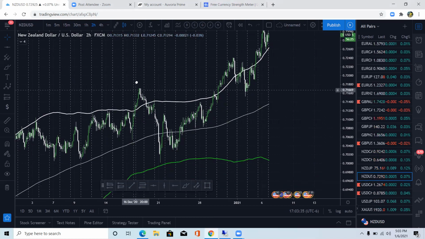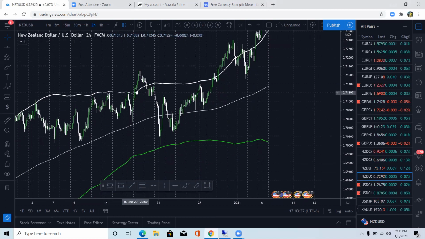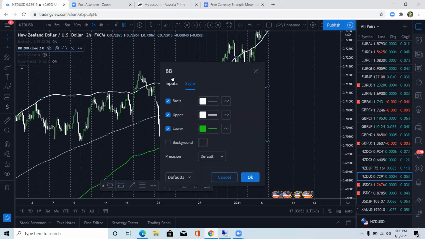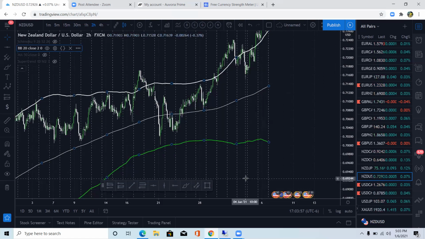And the idea is when the price breaks out of the band, it is now overbought or oversold. Overbought if it's too high, oversold if it's too low. And the default setting for a Bollinger Band is usually 20. That's the default setting.